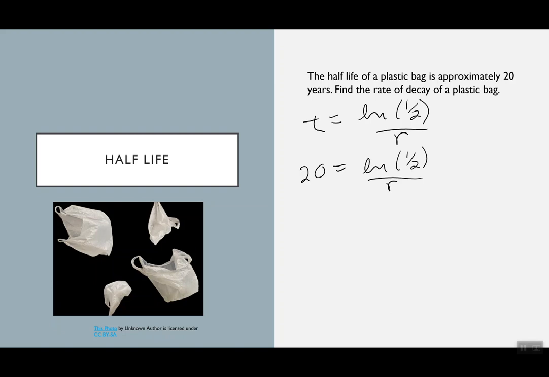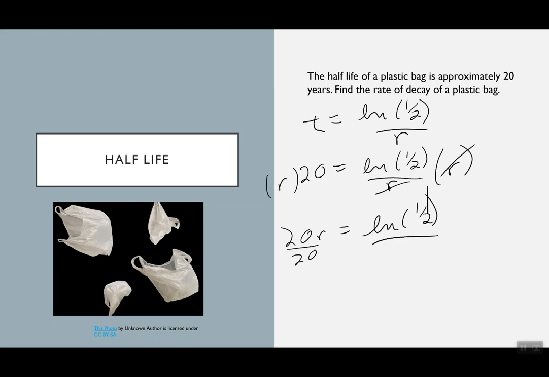Traditionally, when we have a fraction and we want to get rid of the fraction so I can solve for anything, I can just multiply both sides by the denominator. So now I'm going to have 20r is equal to the natural log of a half. And then I'm just going to come back and divide by 20. So I have r is the natural log of a half over 20. So here, ln of a half divided by 20.